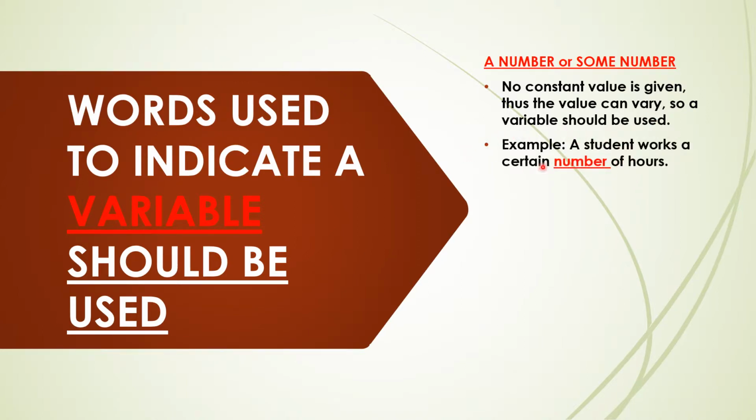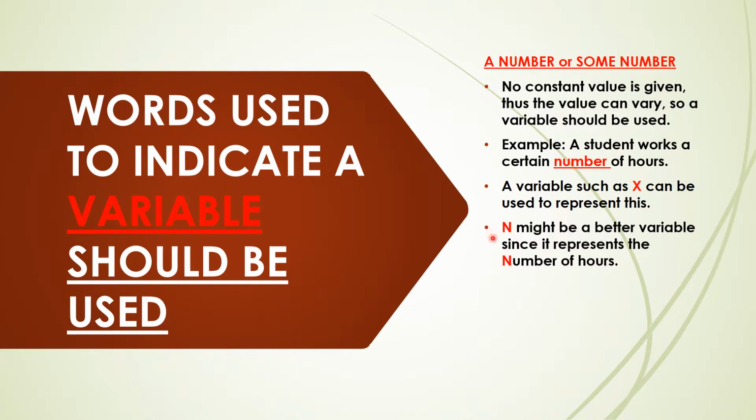Let me give you an example. You're reading the word problem and it says this. A student works a certain number of hours. So that tells us that we don't know how many hours it is. So we're going to use a variable. For example, X can be used to represent that variable. But maybe better would be to use N. N might be a better variable since it represents the number of hours. So when you're working problems out, if you're talking about number of hours, you might want to use N for hours or maybe H for hours.